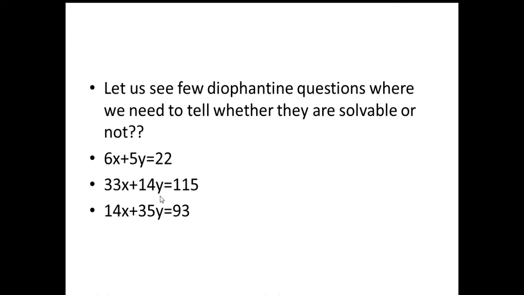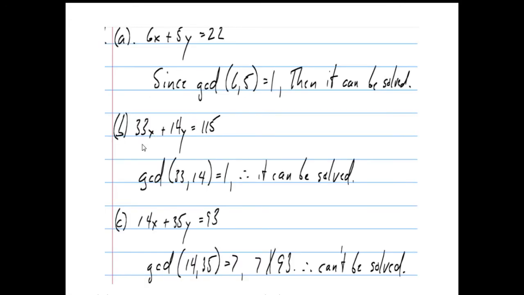Next, GCD of 33 and 14 is also 1. There, 1 can divide the right hand side. So it can be solved. Third, let us find GCD of 14 and 35. Its GCD is 7 and 7 doesn't divide 93. So this Diophantine equation cannot be solved.